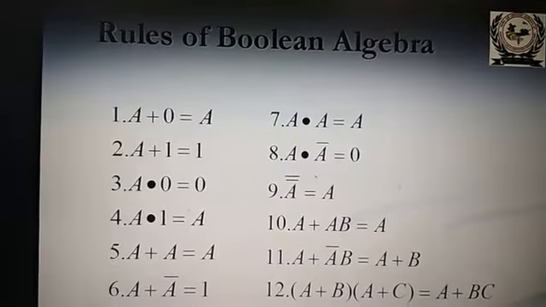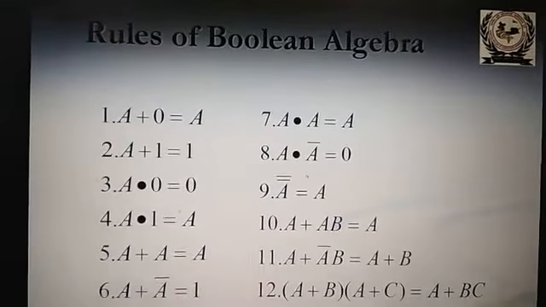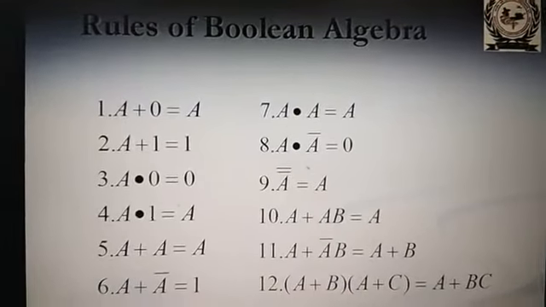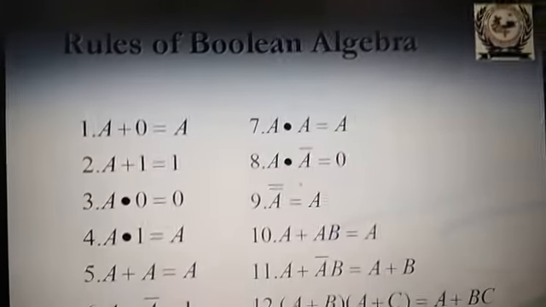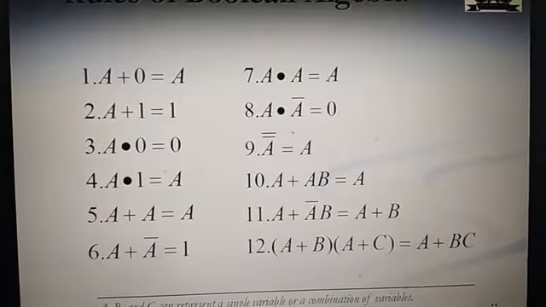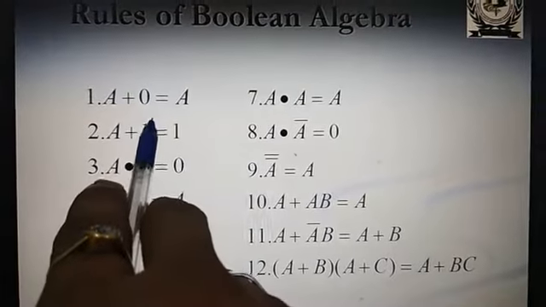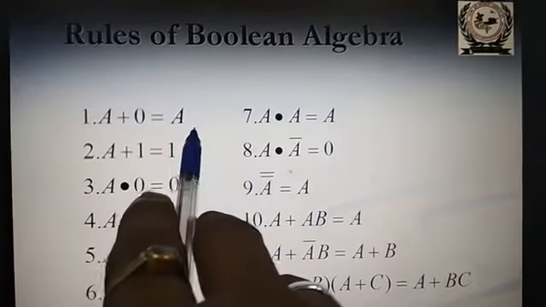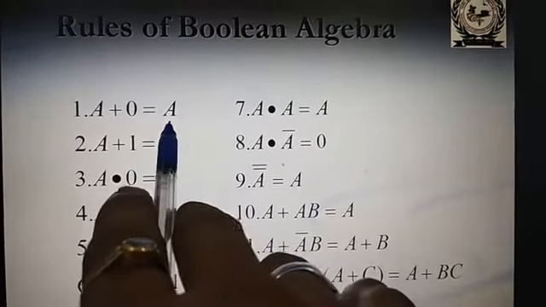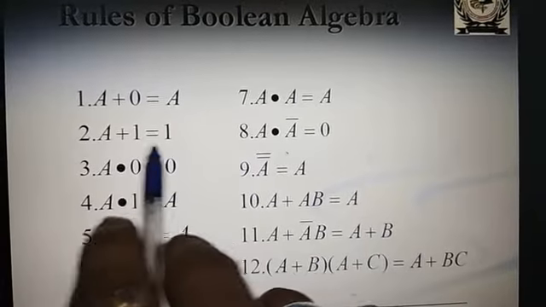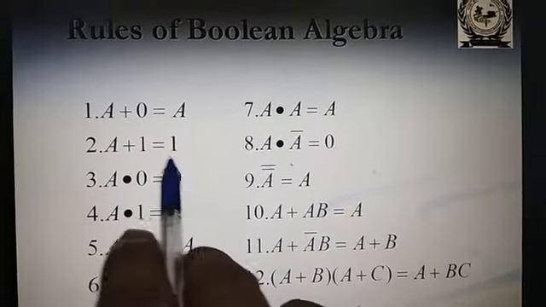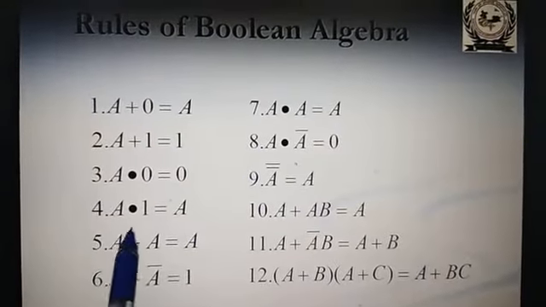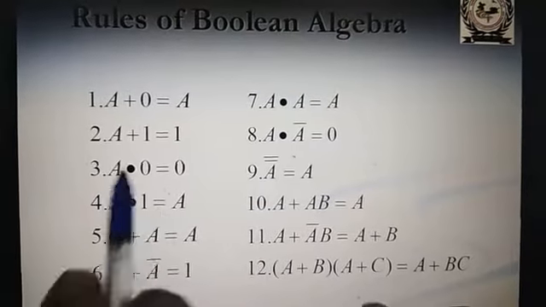Rules for Boolean algebra. These are the laws which we have seen: commutative law, associative law and distributive law. After this, there are certain rules. You can go through these rules like this: A plus 0 is equal to A. This is just the law of addition, ORing. A plus 1 is equal to 1. This is also the principle of the OR gate. Then A dot 0 is 0, A dot 1 is A. This is the principle of the AND gate.